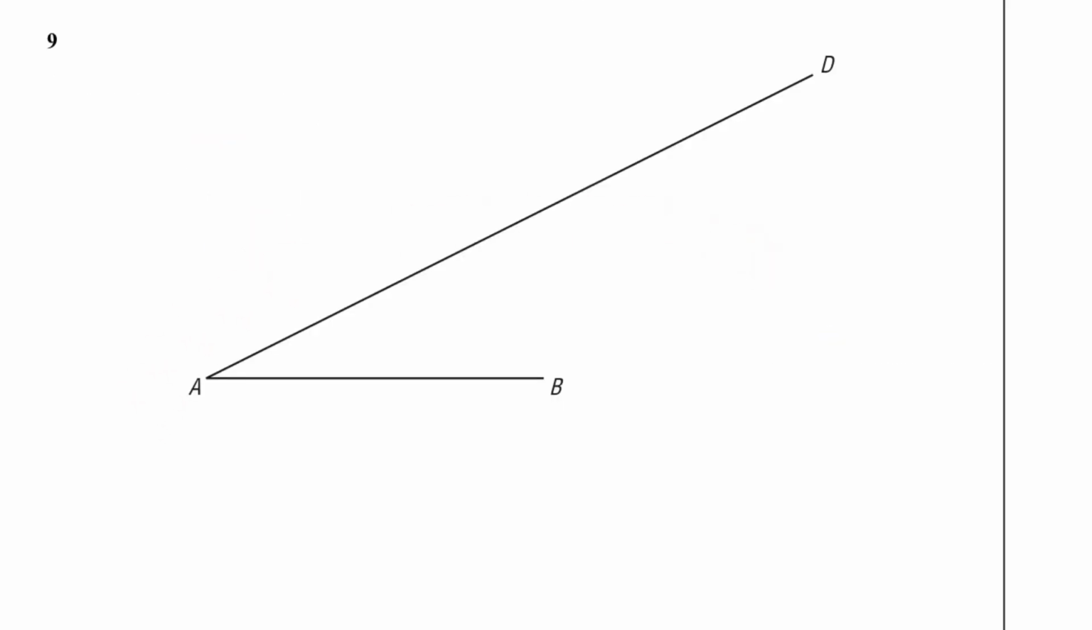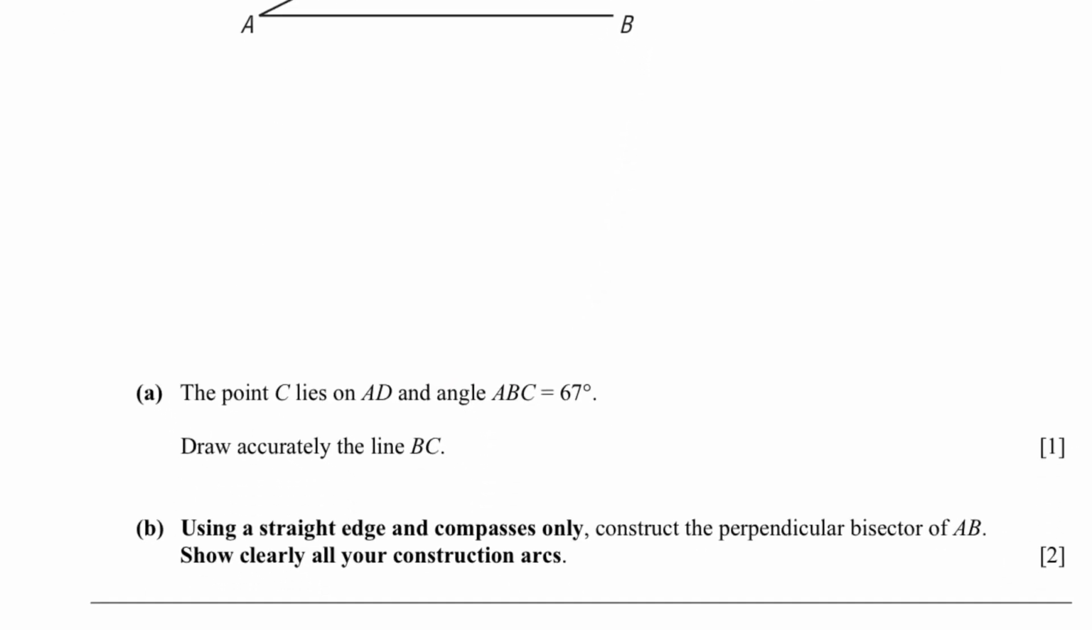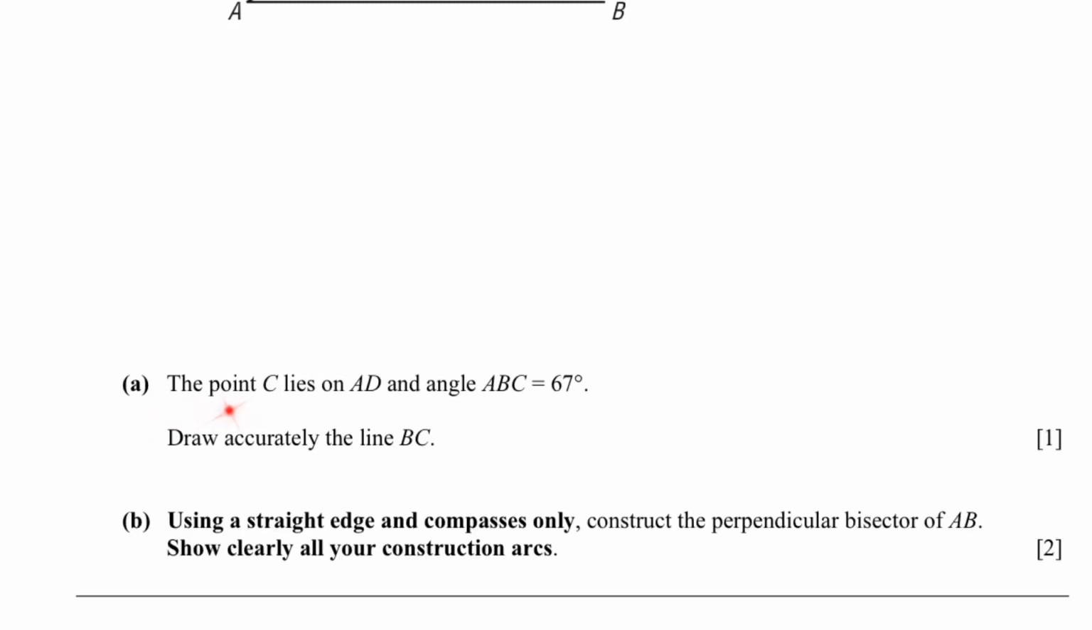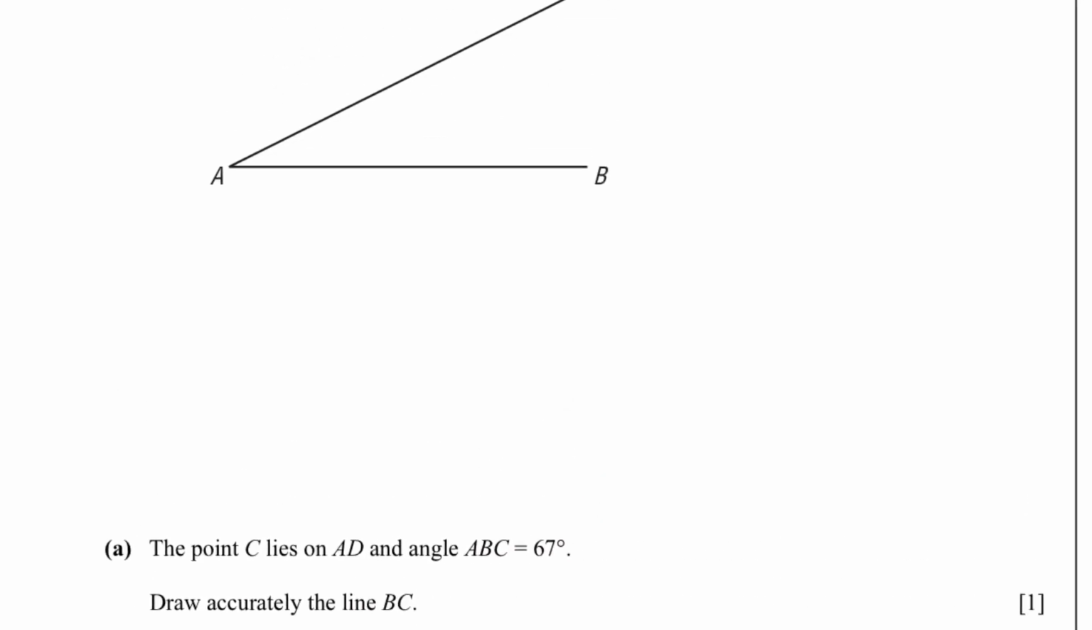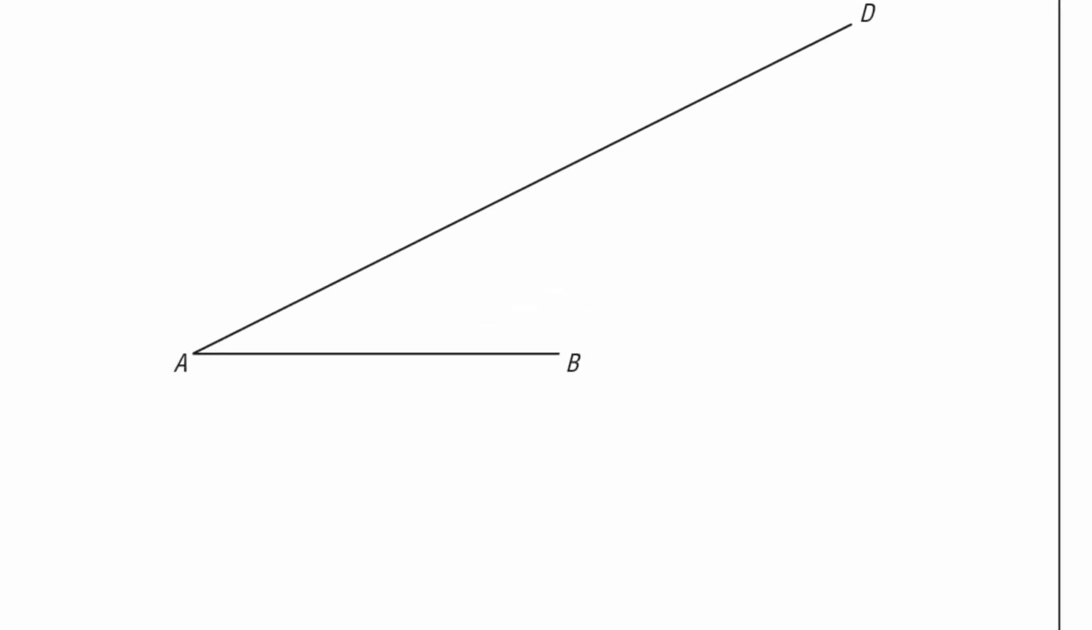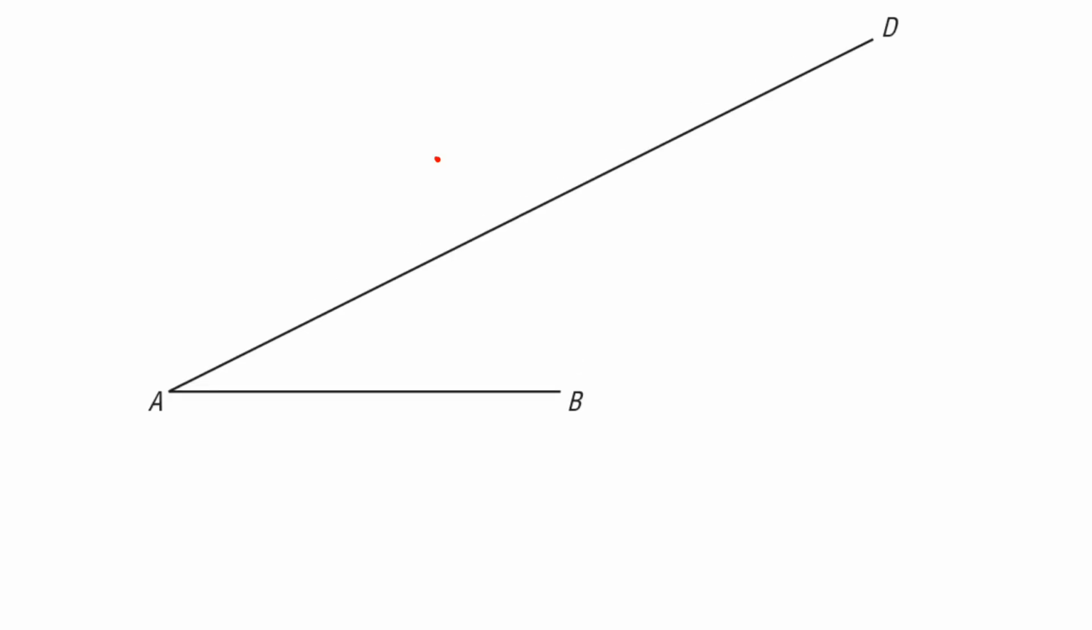Question number 9 seems like a construction question. Let's read the question. The point C lies on AD and angle ABC is 67. Draw accurately the line BC. Put your protractor here and measure 67. You will get the point there, join the line, and this is your C.